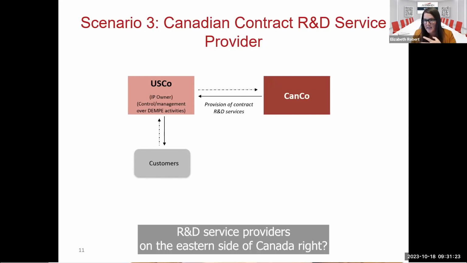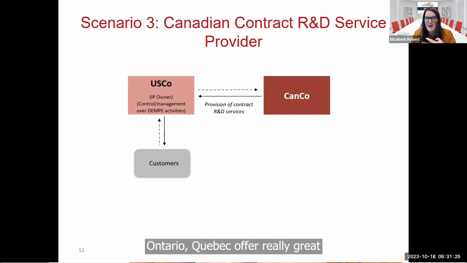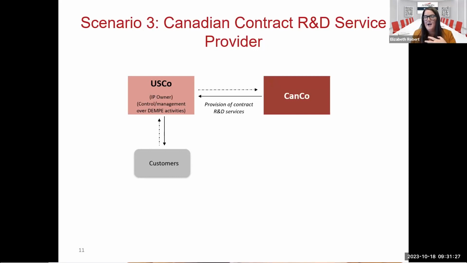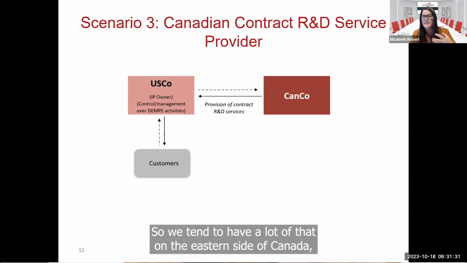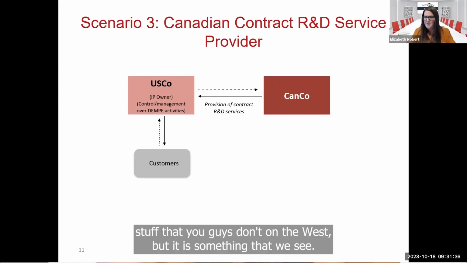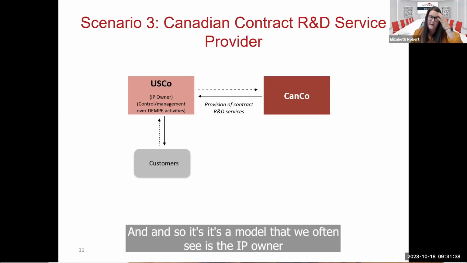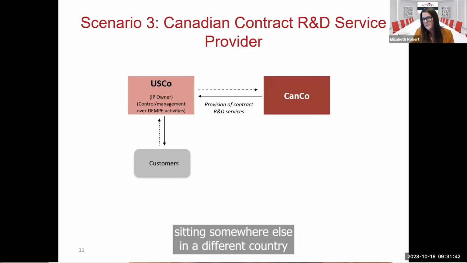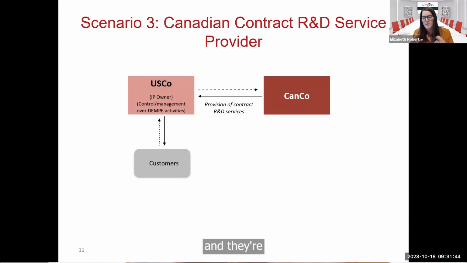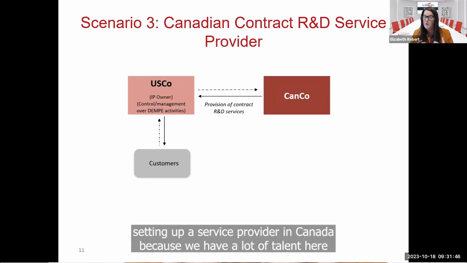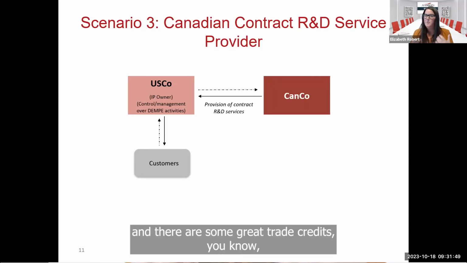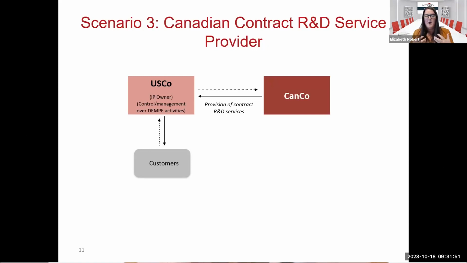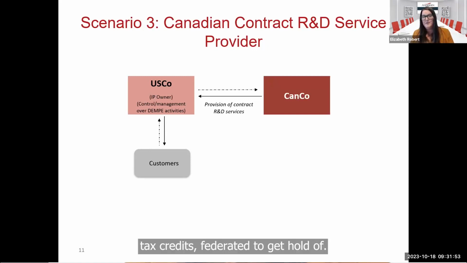So these types of services, we tend to see a lot of contract R&D service providers on the eastern side of Canada, right? Ontario, Quebec offer really great R&D tax credits, and other programs like that. Not that you guys don't on the west, but it is something that we see, and it's a model where the IP owner is sitting somewhere else in a different country. They're setting up a service provider in Canada because we have a lot of talent here, and there are some great tax credits to get hold of.